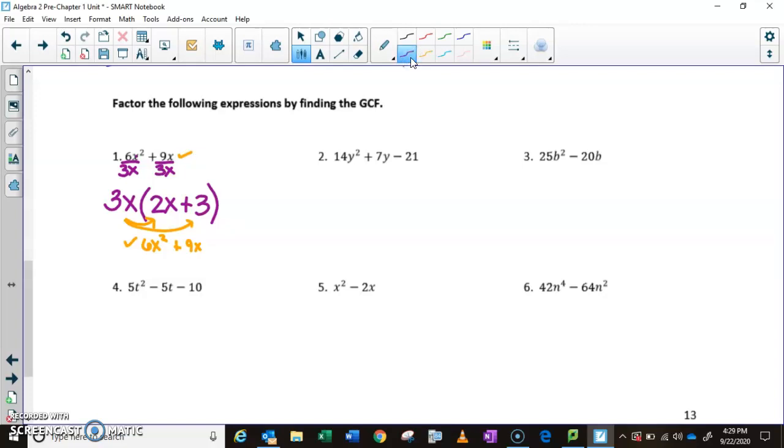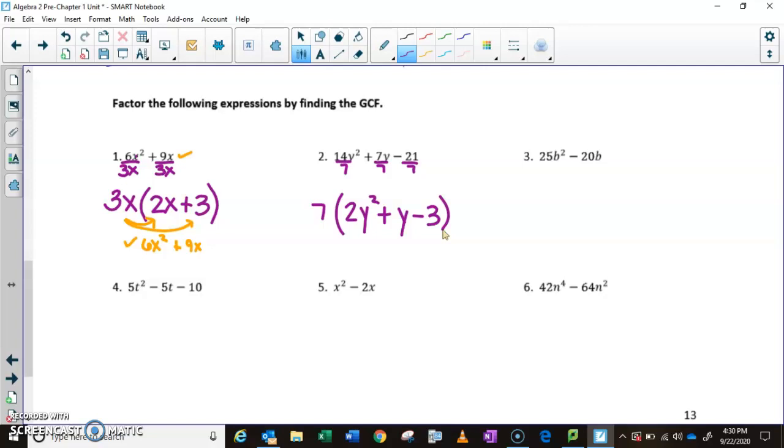Number 2, 14y squared plus 7y minus 21. So greatest common factor, look at the numerical part. 14, 7, and 21 all have a greatest common factor of 7. Y squared, y has no y's, so there can't be a y in common. So greatest common factor is 7. Open the parentheses. Think about dividing each of these terms by 7. Write your answer in your parentheses. 14 divided by 7 is 2. Y squared plus 7 divided by 7 is 1y. We know we don't write the coefficient of 1 in front of the y. Minus 21 divided by 7 is 3.